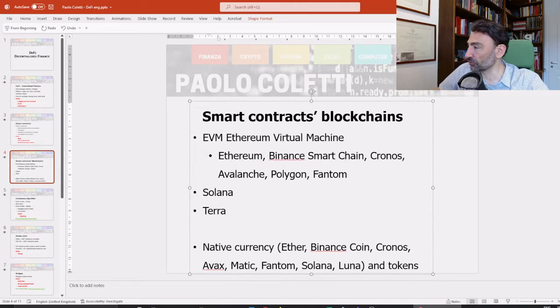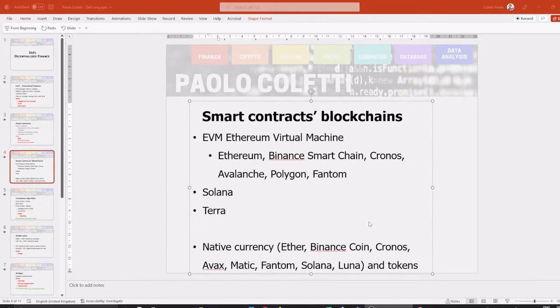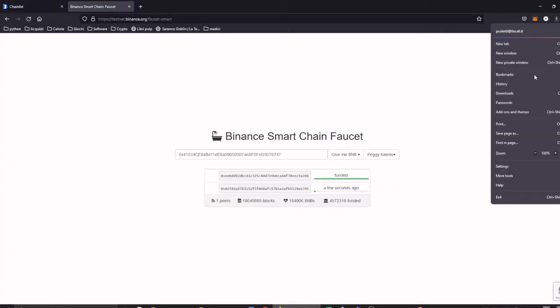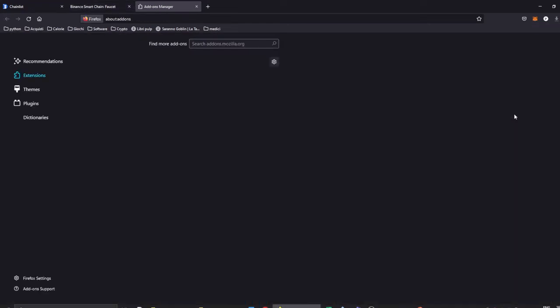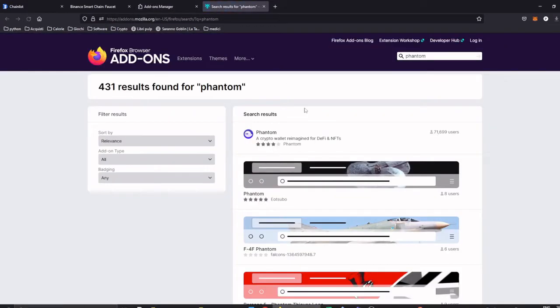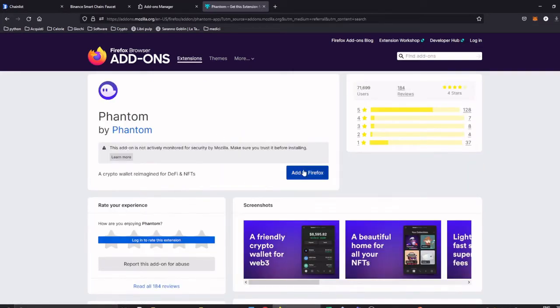So first of all, I have to get rid of my face, because I saw that it overlaps with the wallet. Okay, I go here, add-ons. You search for Phantom, with a PH. Phantom, this one. Don't search it with Google because you will find a lot of scams. So I put it here and add to Firefox.